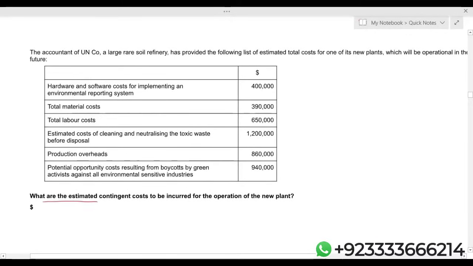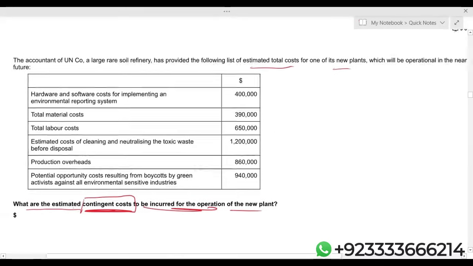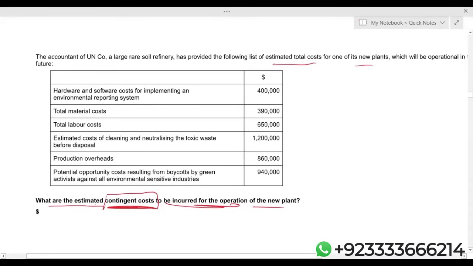What are the estimated contingent costs to be incurred for operating the new plant? Let's see. The accountant of UN, a large rare soil refinery, has provided the following list of estimated total costs for one of its new plants, which will be operational in the near future. Hardware, software implementing environment, so that relates to environment. It's not contingent. Your material and labor costs, you can say these are your conventional costs.